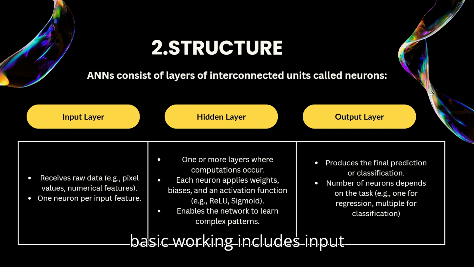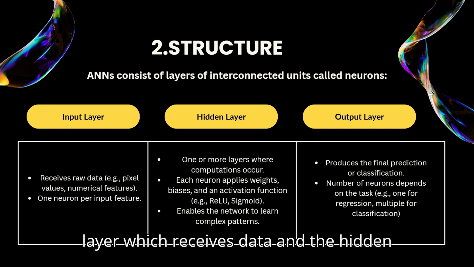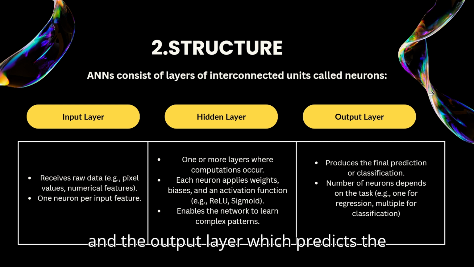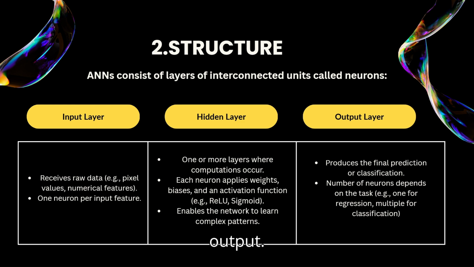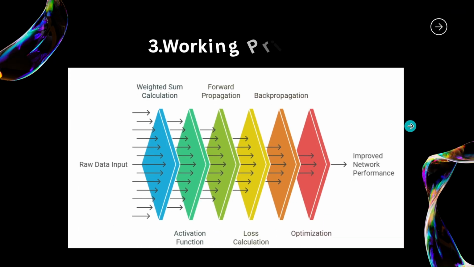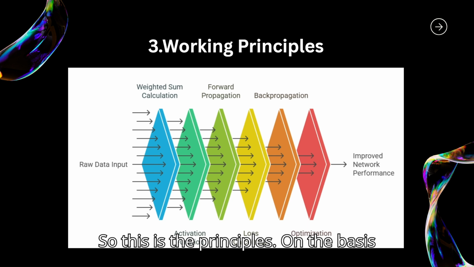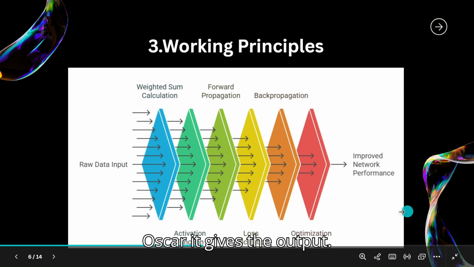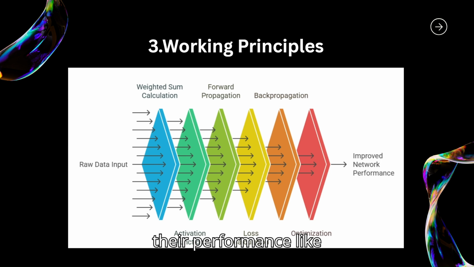So the basic working includes the input layer, which receives data, the hidden layer, which thinks and acts, and the output layer, which predicts the output. So these are the principles, and on the basis of this, ANN works. It takes input, all this is the hidden part, and after that it gives the output. By implementing all this, it will improve its performance.